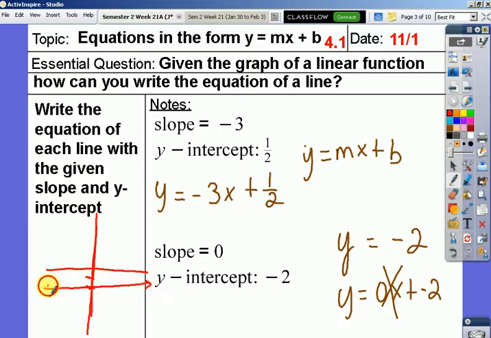Remember, y equals is always horizontal. It's always going this way. And it makes sense because no matter what our x's are, x could be 1, 2, 3, 4, or negative 1, negative 2, negative 3, negative 4, our y's will always be negative 2. Questions on that?